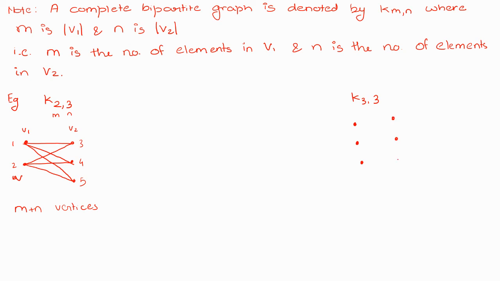So again, the graph will look like this. The first element is connected to all the elements in V2, the second element is connected to all the elements in V2, and the third element is connected to all the elements in V2. So this is a complete bipartite graph, and it has 3 plus 3, that is 6 vertices, which is equal to N plus N vertices.